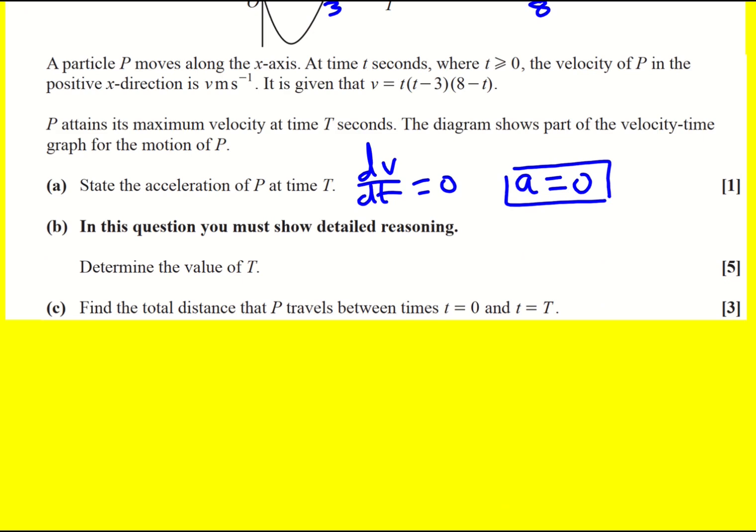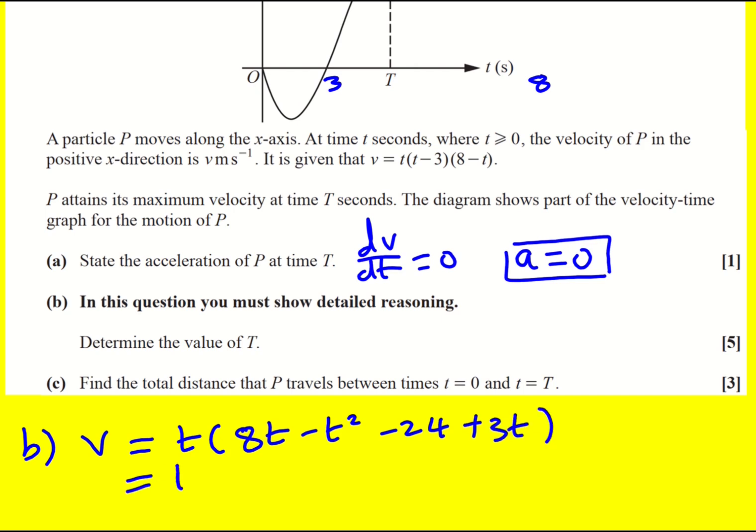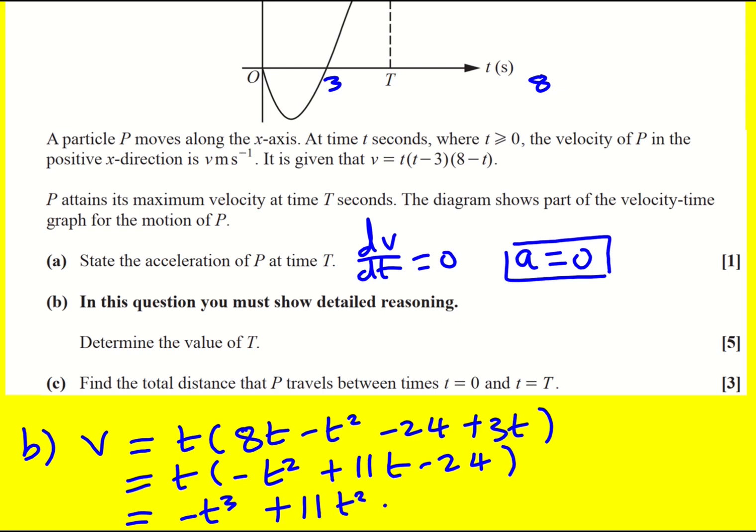We're asked to show detailed reasoning for this next part. We're asked to determine the value of t. So for this, I'm going to actually need to differentiate v and then set it equal to 0. So v is going to be t times, this is a slightly awkward one, 8t minus t squared minus 24 plus 3t. I just tidied that up for a second. I'm going to put it in order of the powers. So minus t squared plus 11t minus 24. So I get minus t cubed plus 11t squared minus 24t.